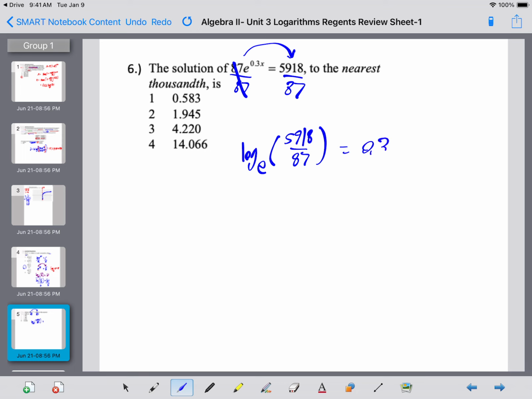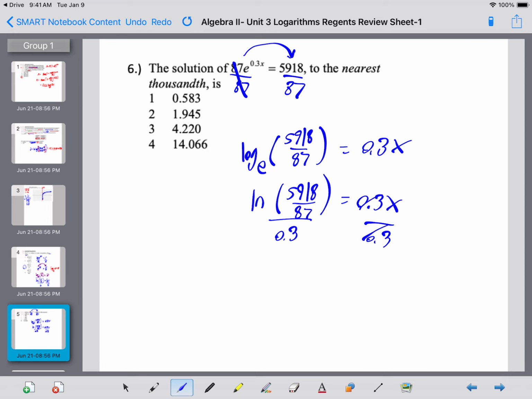equals your exponent, 0.3x. If you want to convert it to ln, you can. You don't have to. You could type in log base e in your calculator. You know to type e, it's second divide, but it's easier to click the button ln. And then to solve for x, you just divide by 0.3. So in my calculator, I'm typing, and this is on every calculator, you click ln, 5,918 divided by 87, divided by 0.3. You end up getting x equals 14.066152238, option 4.